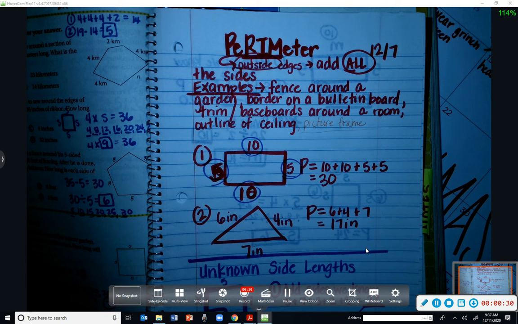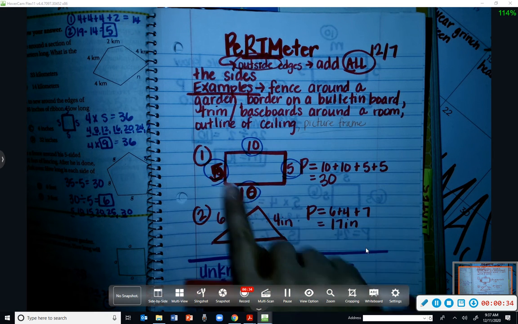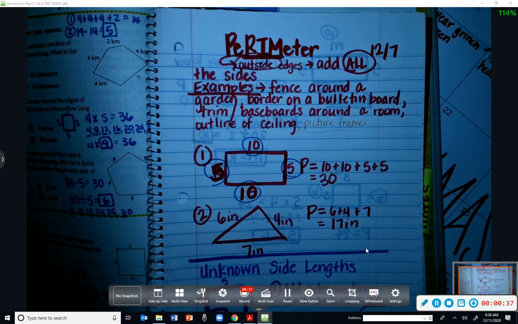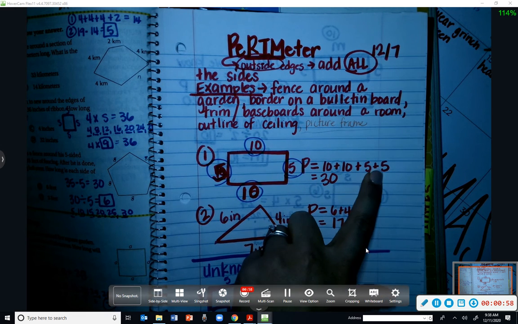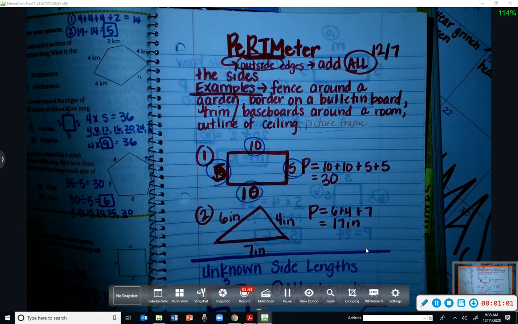outside edges. If they just give us numbers around the shape, like this rectangle, what do we do with all the numbers? Savea? No multiplying on just a basic rectangle like this. You do what again, Savea? Add them all up, okay? So if it's 4 sides, you need to make sure you add up 4 numbers, not just 2, okay?